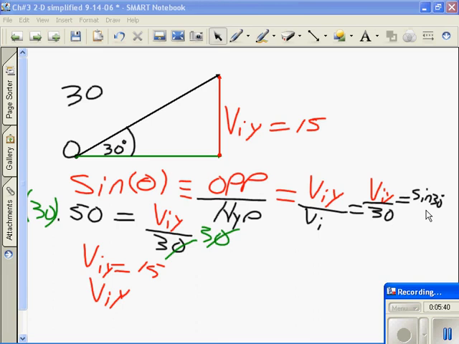So let's see here. I've got 30 times the sine of the angle should equal v sub i. Just multiply both sides by 30. And that works out to be 15. And we physically measured it out. That's 0.5 right here. This is 0.5.